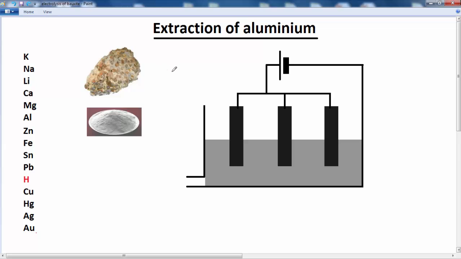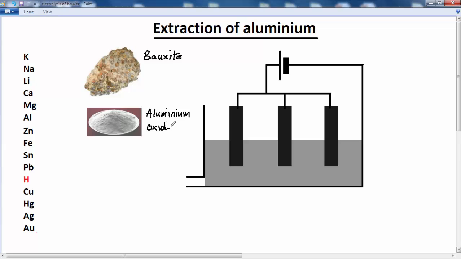In this lesson we're going to look at the extraction of aluminium. Aluminium comes from an ore found in the Earth's crust called bauxite, which looks like this. In order to extract the aluminium from it, the bauxite is crushed and purified, and we end up with a powder of aluminium oxide. Okay, so we have aluminium oxide here.